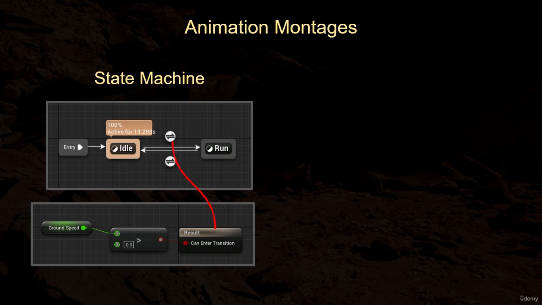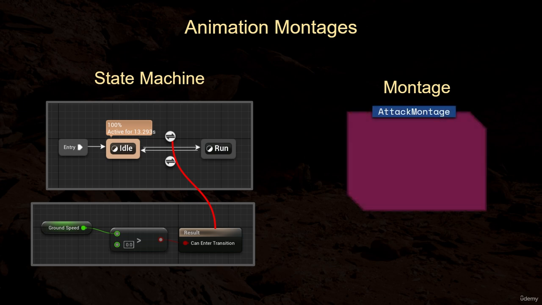But for some game mechanics, we may not want to use state machines, but instead we might want to play an animation a single time in response to something happening in the game. Animation montages are great for this. You can think of a montage as a sort of container for one or more animations. For example, we might have a montage called Attack Montage, which contains 2 attack animations.